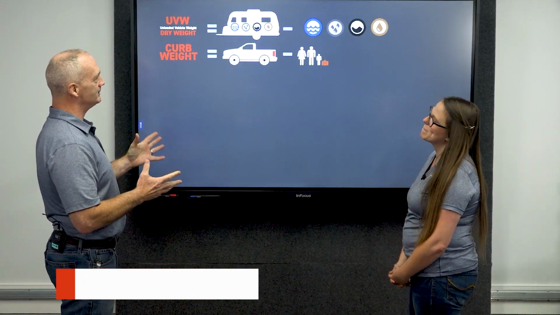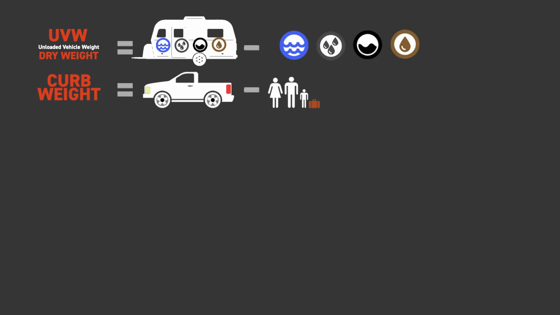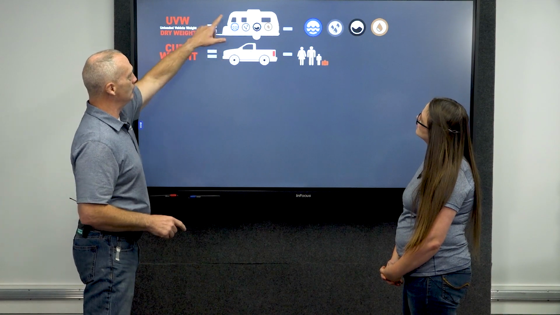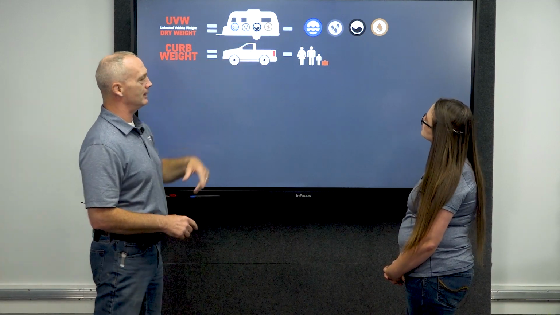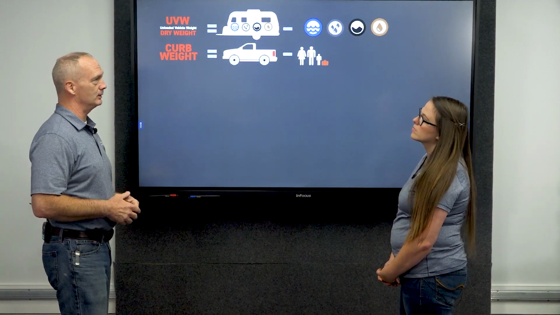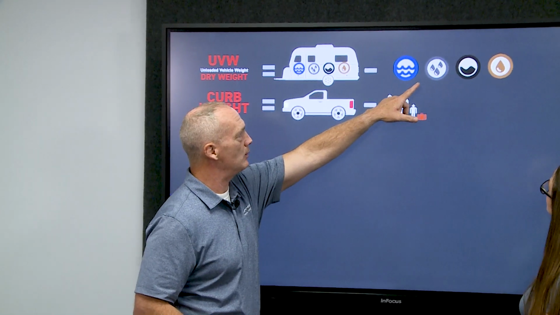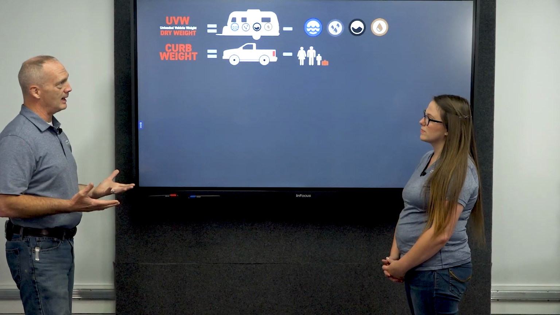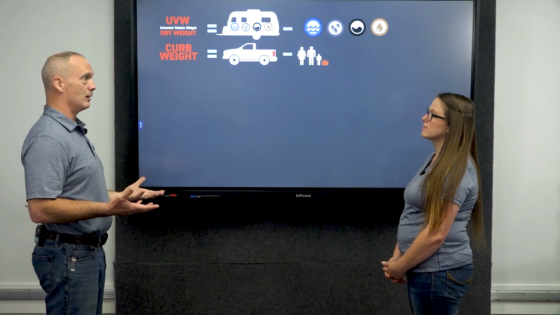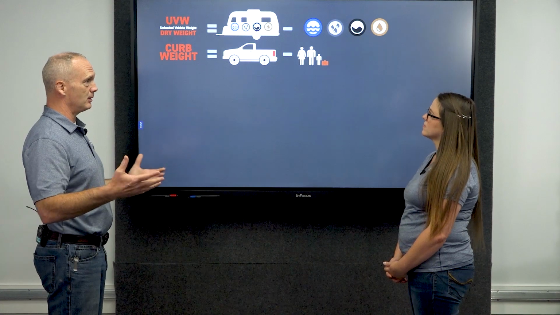So let me orient you to what I put together here. So we have UVW and curb weight. They're identical. Only the UVW references the RV itself, and these little symbols inside there represent different types of liquids. So we have fresh water, gray water tank, the black water tank, and gas. And why are those important? Because they add a lot of weight, and they're in different pieces and parts of the RV. So if they're full, we need to take those into consideration.